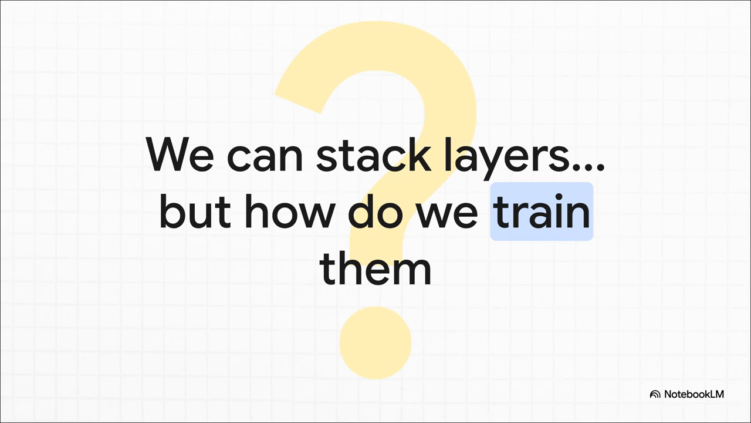So, okay, stacking layers sounds like a great idea, right? But it created this huge new problem. If a really deep network gets something wrong, how do you even begin to fix it? I mean, which one of the hundreds of layers is to blame? For the longest time, nobody had a good answer. There was just no practical way to train these giant, complicated structures.